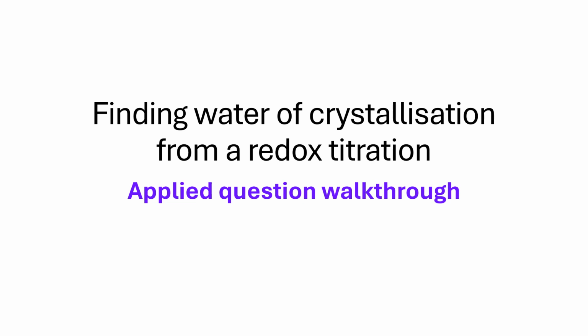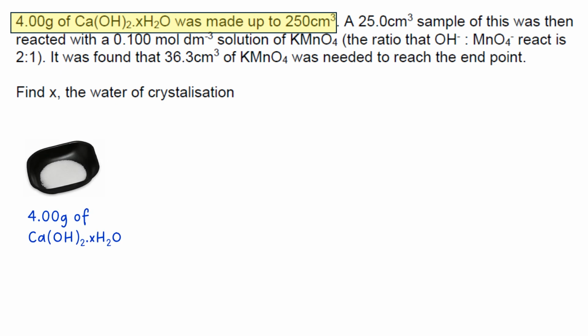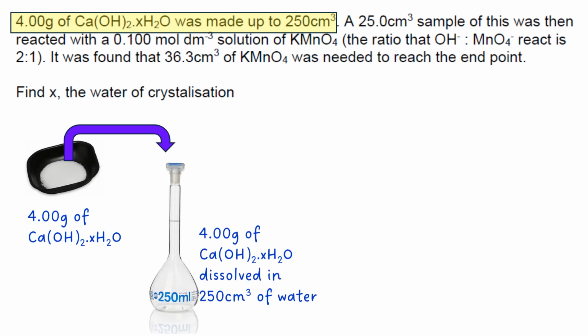Hello, welcome to this quick look at a water of crystallization question, but from a redox titration. So it's 4 grams of calcium hydroxide, unknown amount of H2O at this point, made up to 250 centimeters cubed. So it helps to visualize that.